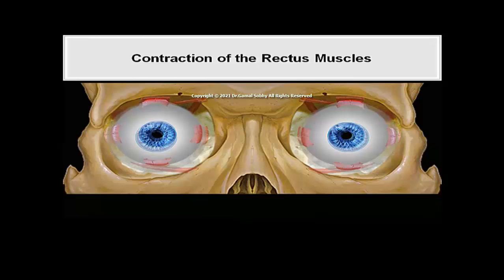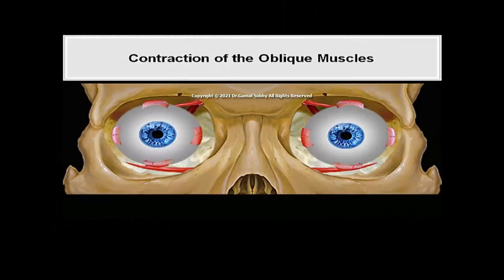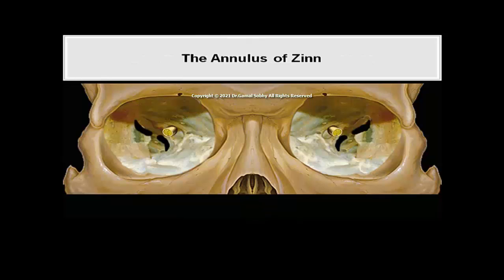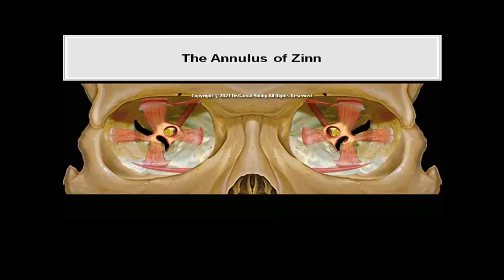Contraction of the rectus muscles pulls the globe backward and nasalward. Contraction of the oblique muscles pulls the globe forward and nasalward. There are 4 rectus muscles in each eye. The medial rectus, the lateral rectus, the superior rectus, and the inferior rectus muscles.